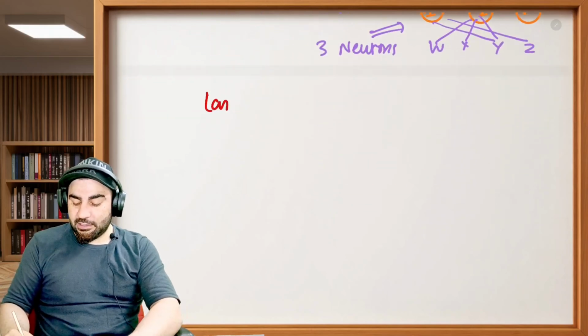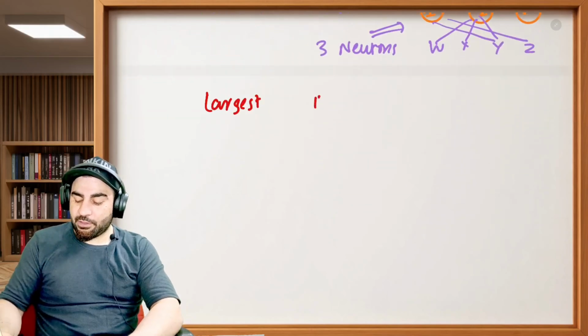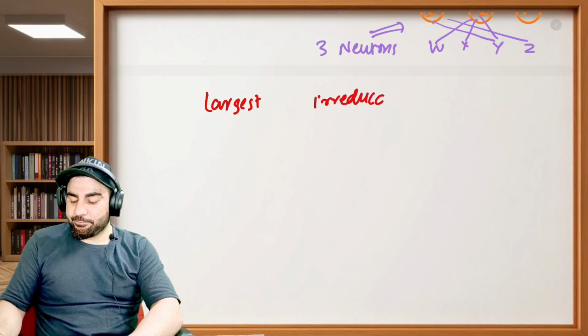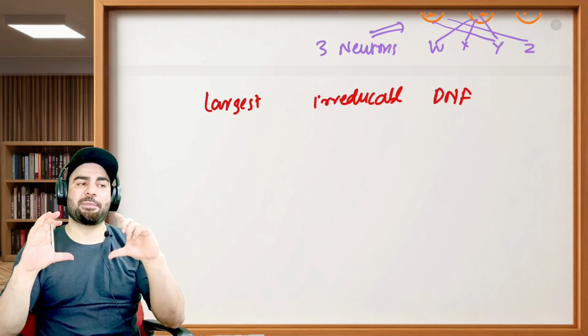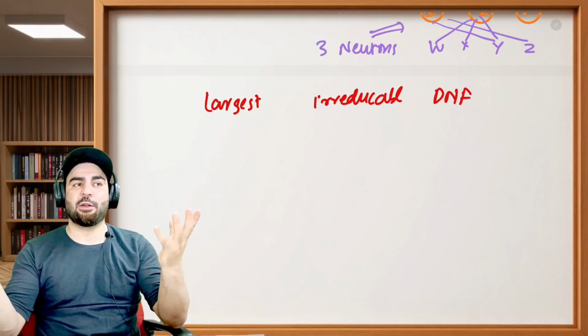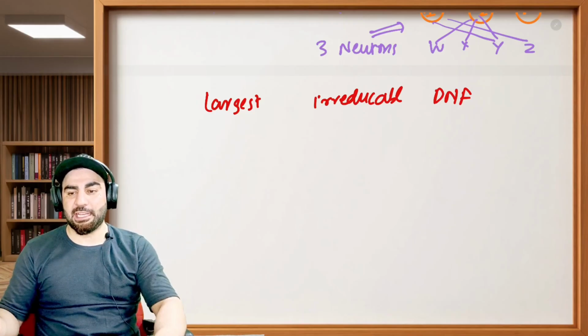So what is the largest irreducible DNF? What do I mean by this? I should be getting a k-map which I cannot reduce. I have to anyway write all the terms. So in that case, what is that?